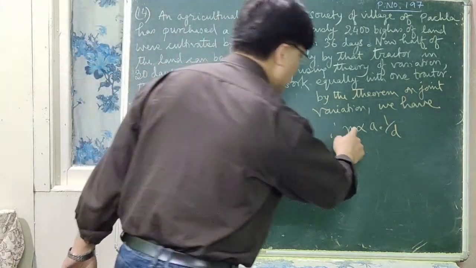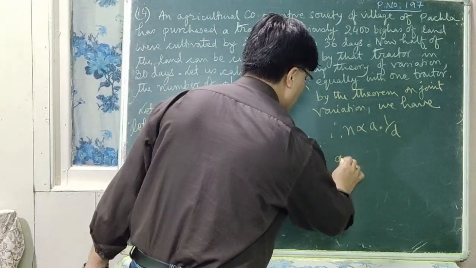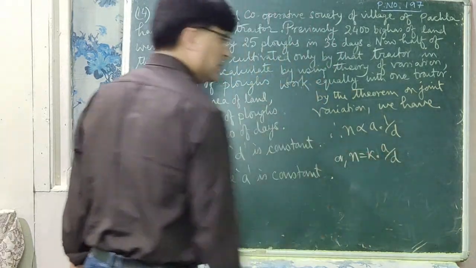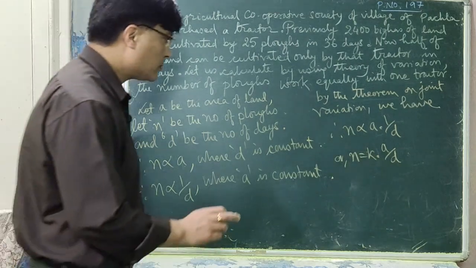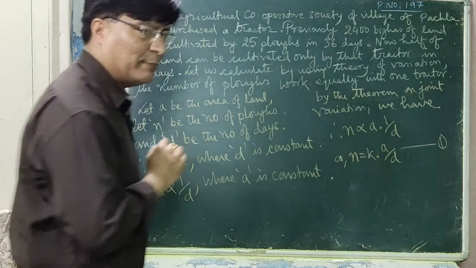Now, what do we do? We change this proportional sign to is equal to. Or n is equal to k into a by d. Okay? So, this is our important relation. But here, what did we forget to write?